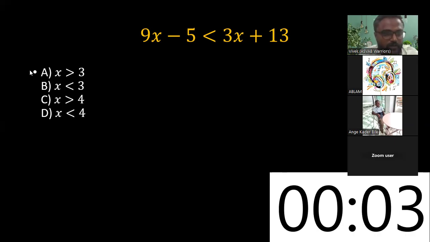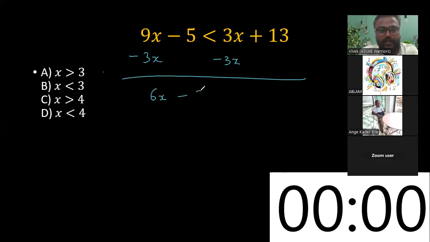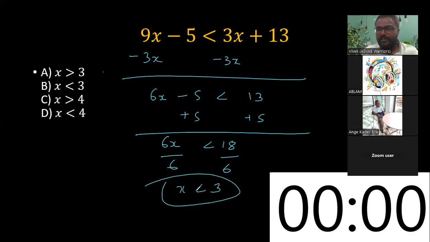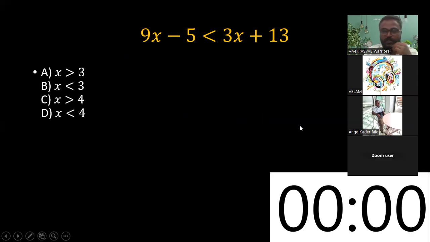So I'll just solve this one for the people who might be seeing the recording later. Subtract 3x from both the sides. We'll get 6x minus 5 less than 13. Add 5 on both the sides. What do we have? 6x is less than 18. Now divide both the sides by 6. We have x is less than 3. That is our answer. Let's move on to the next question.